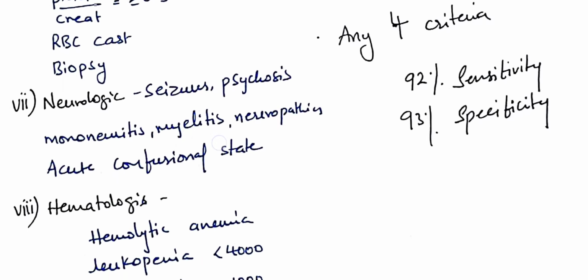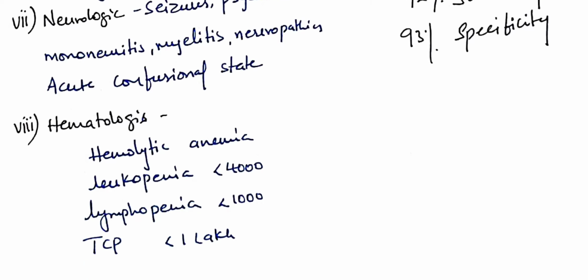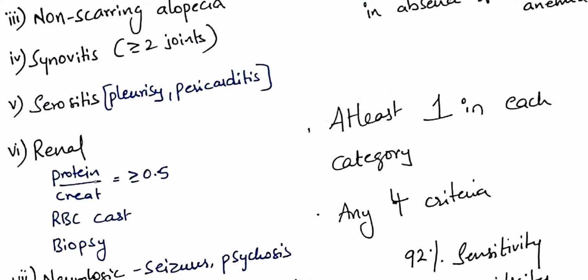Coming to neurological, seizures, psychosis, mononeuritis, myelitis, neuropathies, and acute confusional state can be considered as one criterion. Coming to hematological manifestations, the patient may have hemolytic anemia or leukopenia, that is a total WBC count less than 4,000, and lymphopenia, total lymphocyte count less than 1,000, and thrombocytopenia, a platelet count less than 1 lakh.